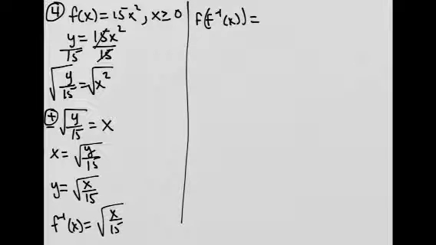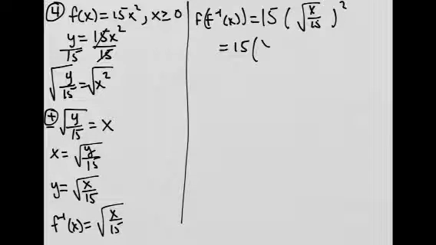So I start off with 15x squared, so I'm going to put 15 blank squared, and in the blank I'm going to put square root of x over 15. When I square the radical, the square root, I eliminate the radical, so then that leaves me 15 times x over 15. So the 15s are gone, leaves me with x.